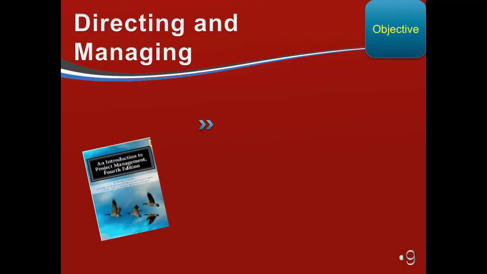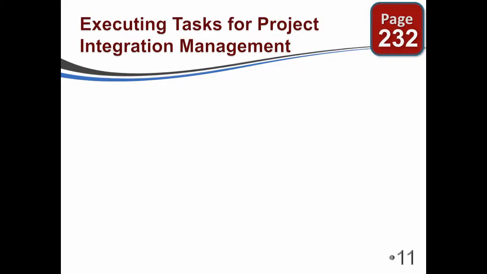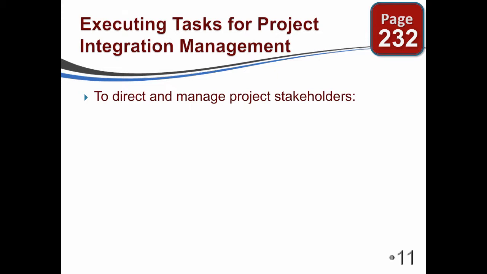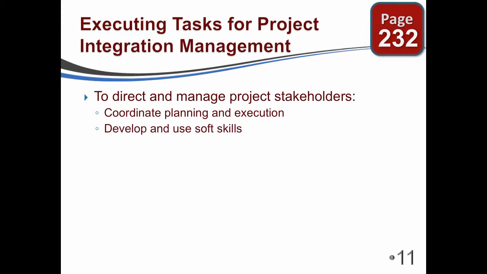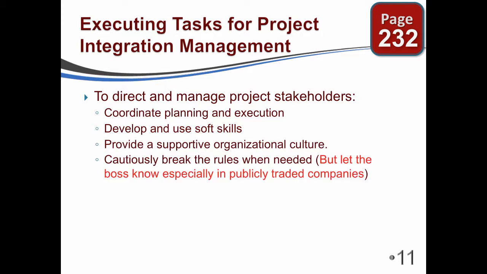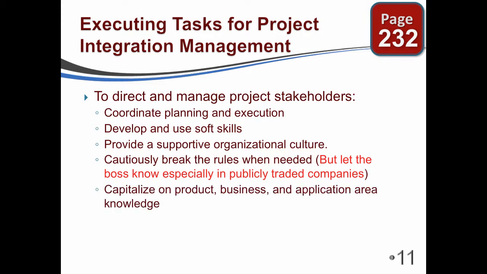So let's talk about the directing and managing during the execution phase. Executing tasks for project integration management. To direct and manage projects, stakeholders need to coordinate planning and execution. They need to develop and use soft skills. Soft skills are people skills. Provide a supportive organizational culture. Cautiously break the rules when needed. Always keep your boss informed if you're going to do that. Capitalize on products, business, and application areas of knowledge. And use good execution tools and techniques.